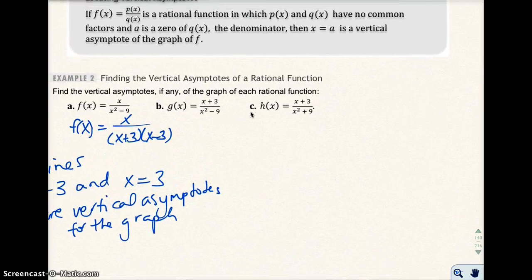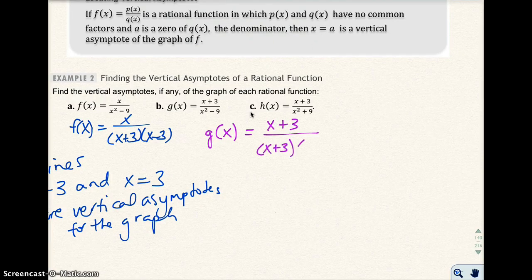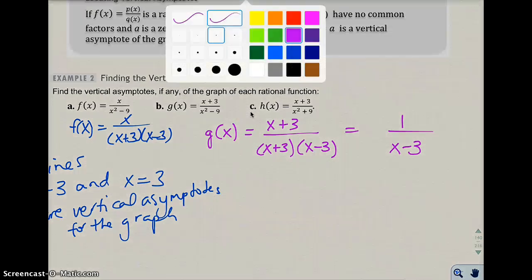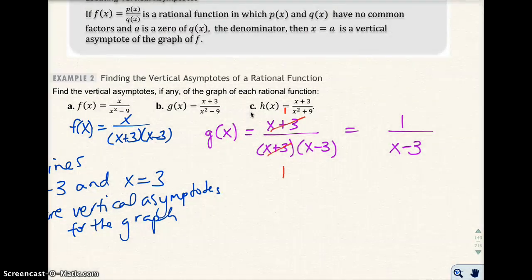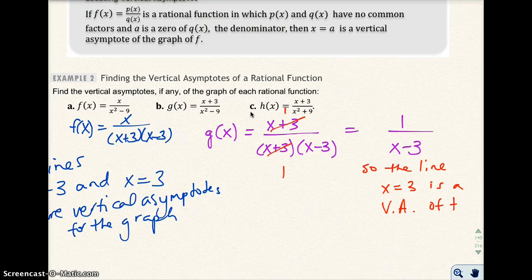And so part B, in a different color here. g of x equals x plus 3 over x squared minus 9, the same thing as x plus 3 over (x plus 3)(x minus 3), the same thing as 1 over x minus 3. How do I get that? Well, these two factors cancel out. I end up with 1 over x minus 3. So the line x equals 3 is a vertical asymptote. I'll abbreviate vertical asymptote with VA for the graph.